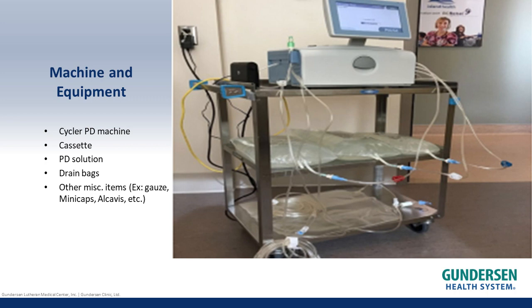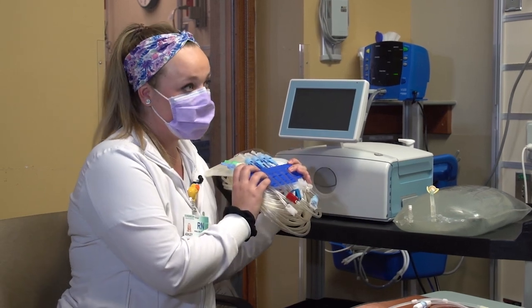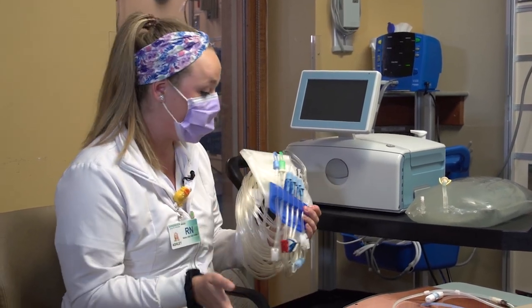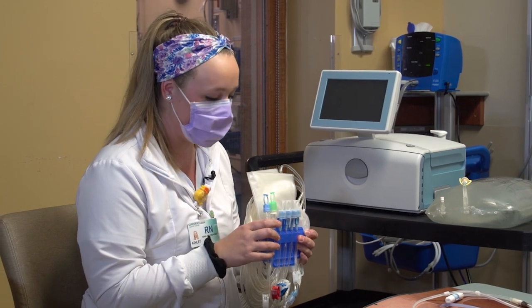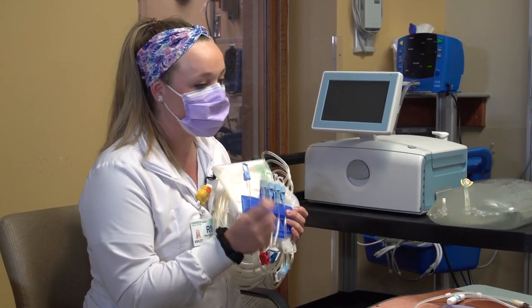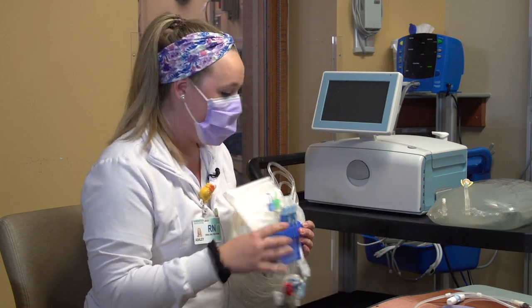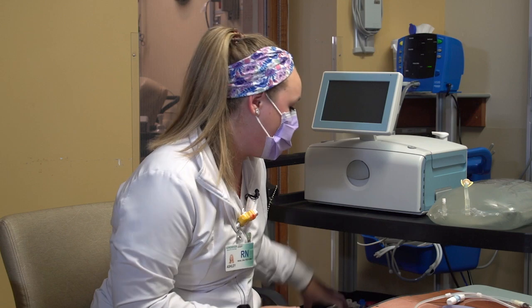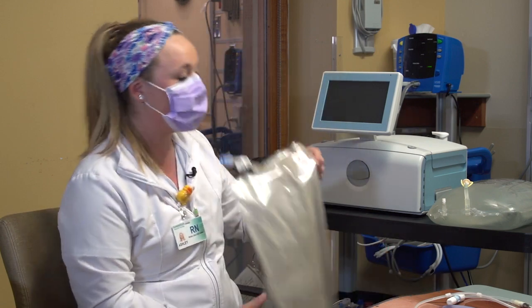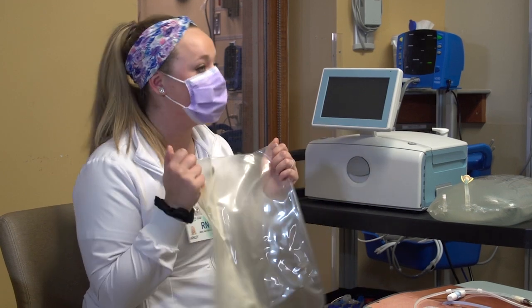The next thing that you're going to use is the cassette lines. And this is actually the lines that you're going to set up in the machine. Okay. So we would go over that in education as well. And then right here, this little green one here is called the patient line. And this is actually the line that would attach to your catheter coming out of your body. The last thing that we typically need, besides all the other little miscellaneous items that I'll go over, is the drain bag.